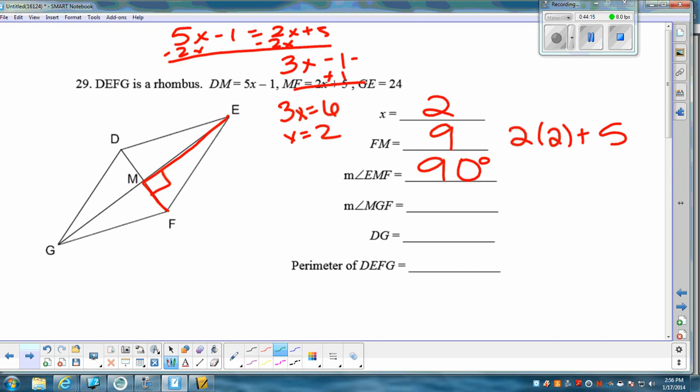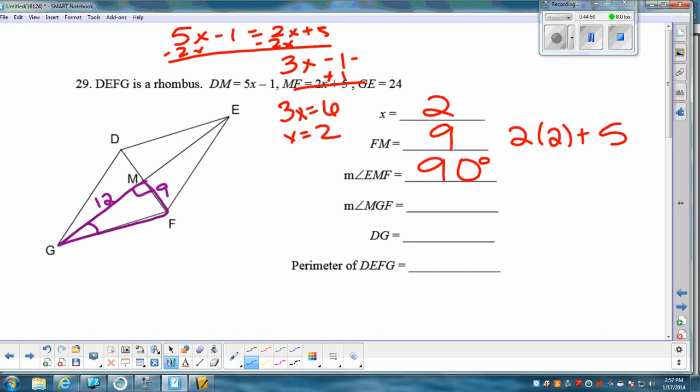MGF is this angle outlined in purple. Well, it's going to be congruent to angle FEM because they're both halves of our opposite angles. So I know that MF is 9. Okay, we have a purple angle here. We know that this is a 90-degree angle. We know FM is 9. Since GE is 24, half of that is 12. And I'm looking for this angle right here.